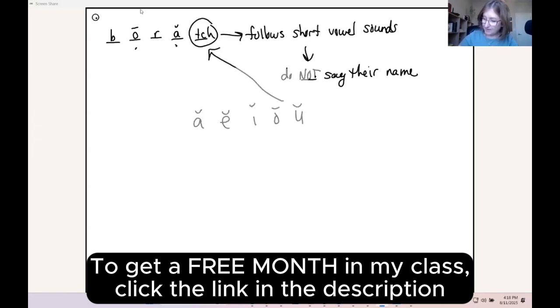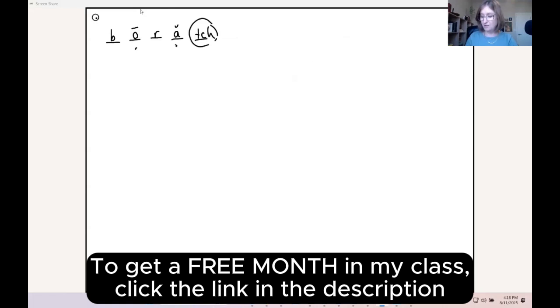So long is its name, short is its common sound, most common sound. Because vowels have even more sounds than long and short. We already know that they have schwa sounds, they have R-controlled sounds. There's lots of different sounds that they can make, but the long and short are the most common.